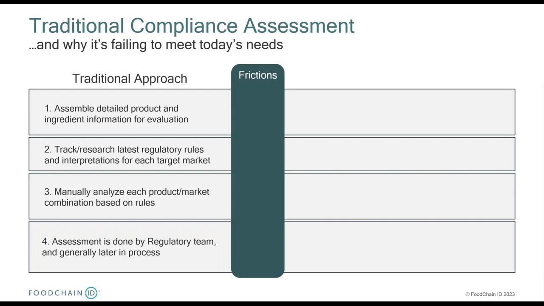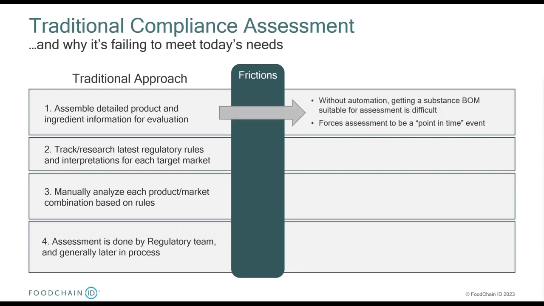Traditionally, we are creating an evaluation for a single product version for a single market for compliance. You've got to do a number of things, right? You have to assemble the detailed information, then track and research the latest rules, then manually analyze everything you're doing against the particular market. The problem is that it's pretty complicated work. It's often done solely by the regulatory team, and because of that, it's often done later in the process.